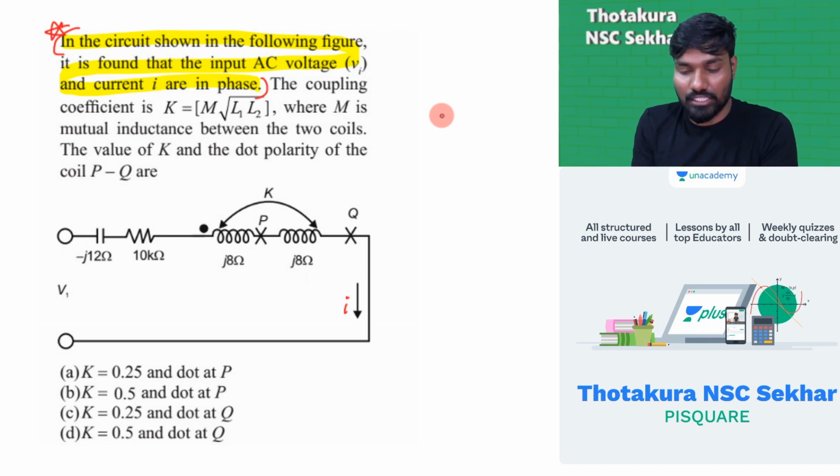Alright, next, where are we? Yeah. So all this question we already understood. At resonance, what is the value of K and where is the dot? Whether the dot should be here or here. That's the question.